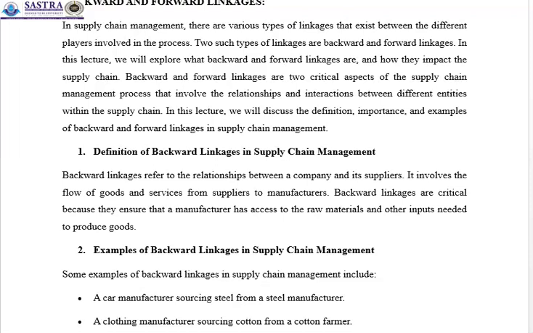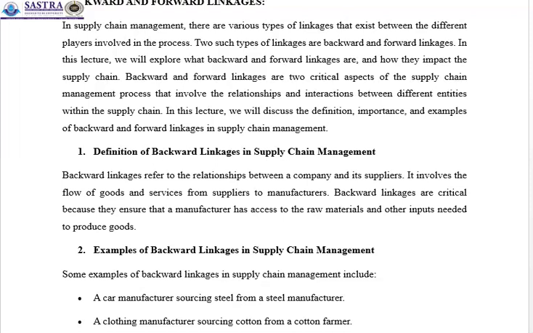Welcome learners. In this video, we are going to discuss backward and forward linkages. In supply chain management, there are various types of linkages that exist between the different players involved in the process of supply chain. Two such types of linkages are backward and forward linkages. In this lecture, we will explore what backward and forward linkages are and how they impact the supply chain.